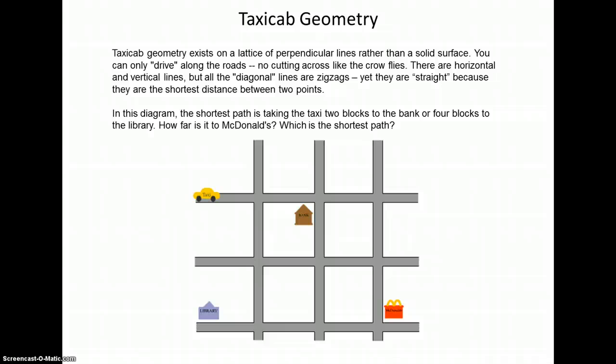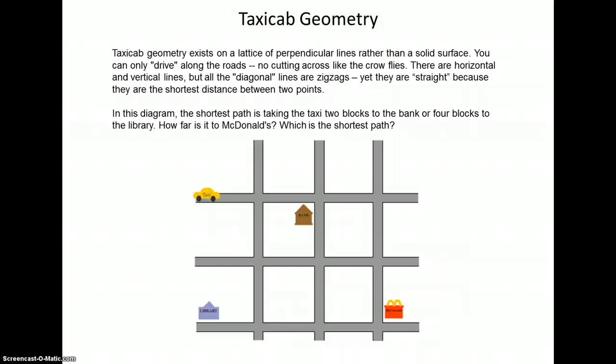Taxicab geometry is another geometry that is non-Euclidean. We're going to talk about the discrete type of taxicab geometry because there are two types. And this particular geometry works on a lattice of perpendicular lines where there is nothing in the space between the lines. It reminds us of a very nice gridded road system. And so this lends itself to the analogy of driving on the road.